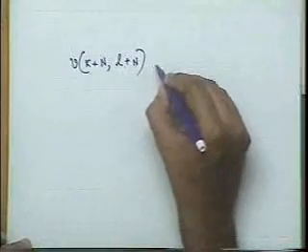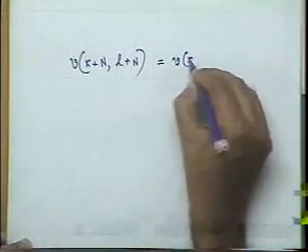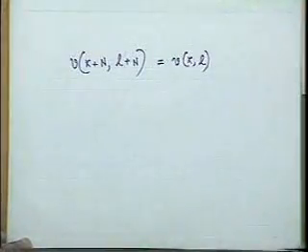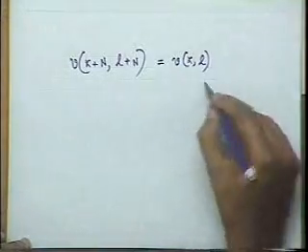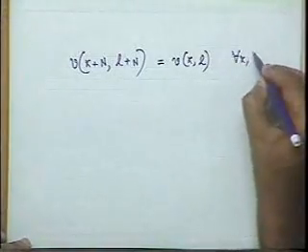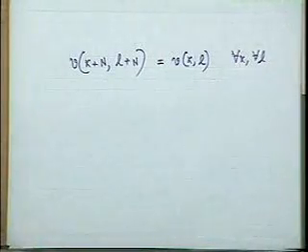So V of k plus N, l plus N becomes the same as V(k,l), and this must be true for all k, all l. What is the physical significance of this equation? The frequency domain function which I get is periodic. What about the spatial domain function?